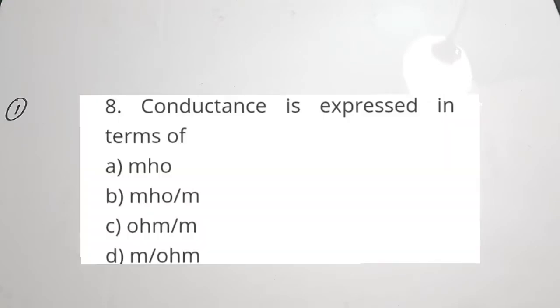The first question is, conductance is expressed in terms of dash. That is, the question is asking the unit of conductance. A, mho. B, mho per meter. C, ohm per meter. D, meter per ohm.